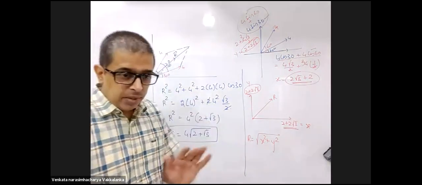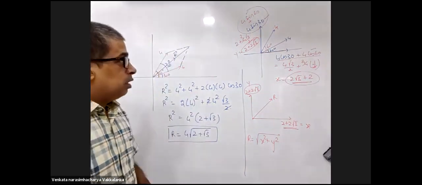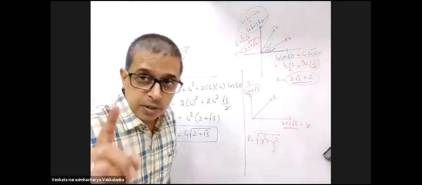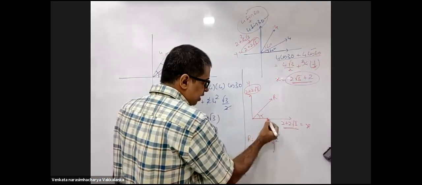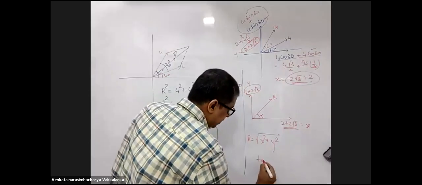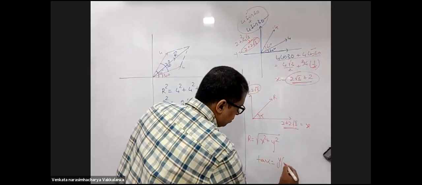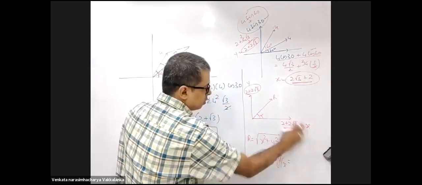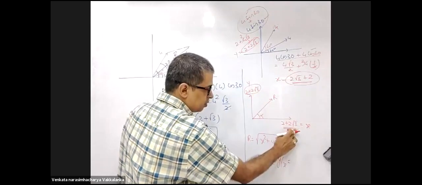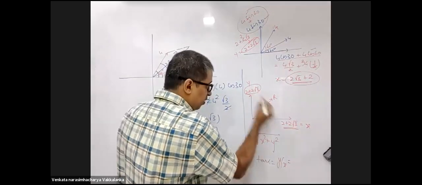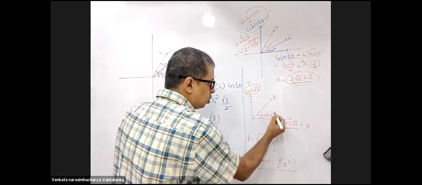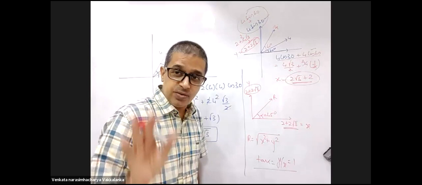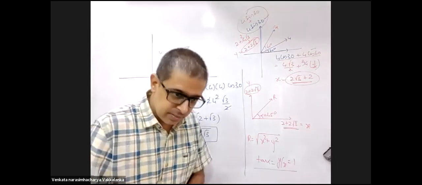Now listen, basically, in your multiple choice options, listen to this carefully. This angle you take as alpha, then tan alpha will be y by x. Y divided by x. Here y and x are equal. So tan alpha is 1. Alpha turns out to be 45 degrees. This step, is it clear?